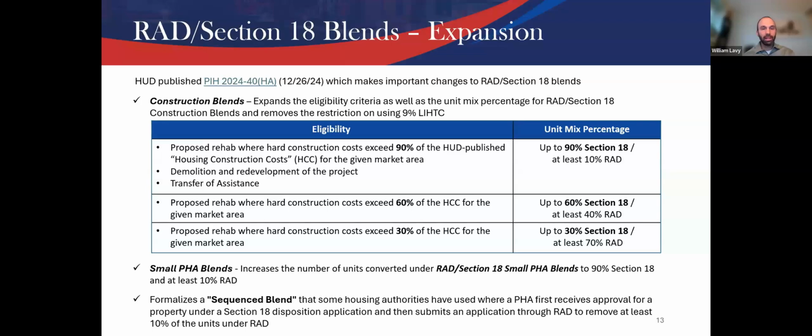For the small PHA blends, it increases the number of units that are approved under Section 18 up to 90%, much like the highest percentage in the construction blends.